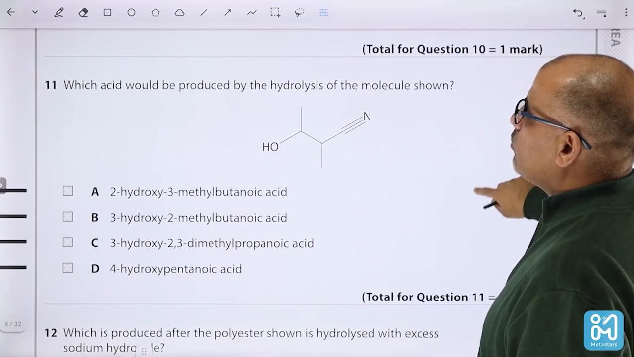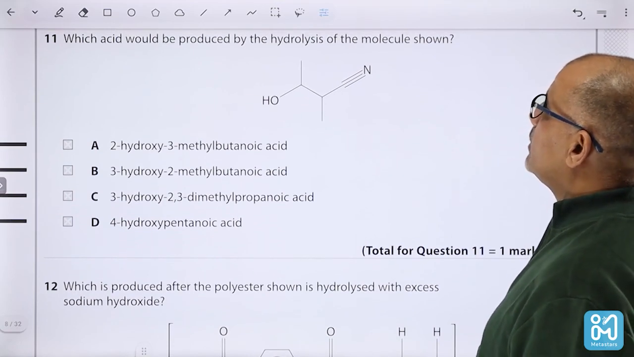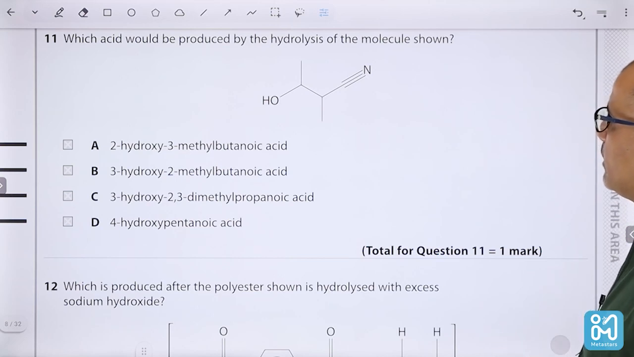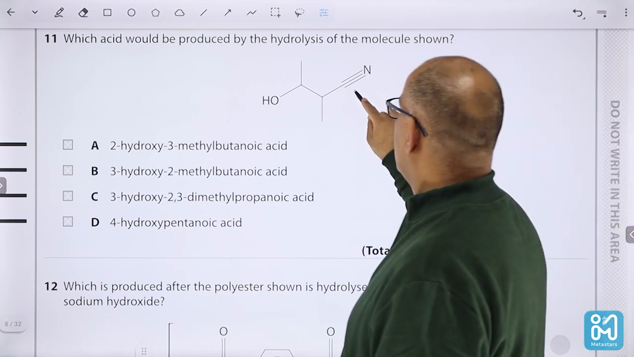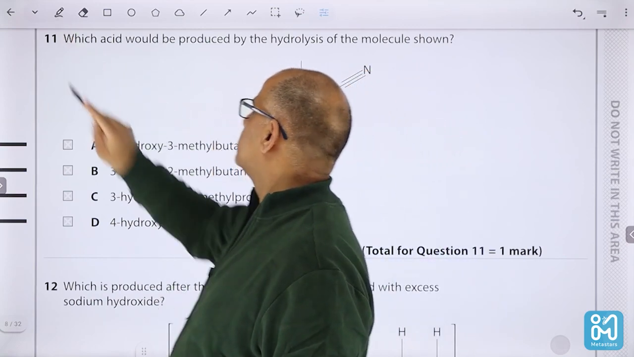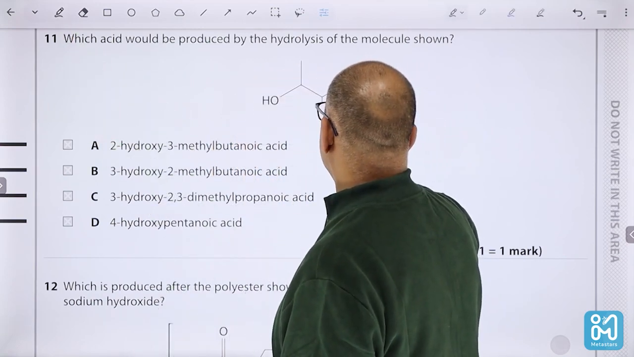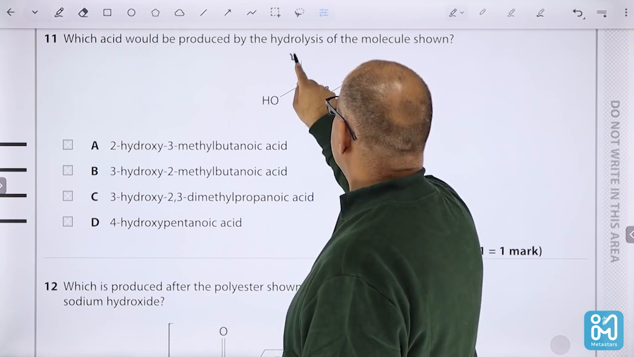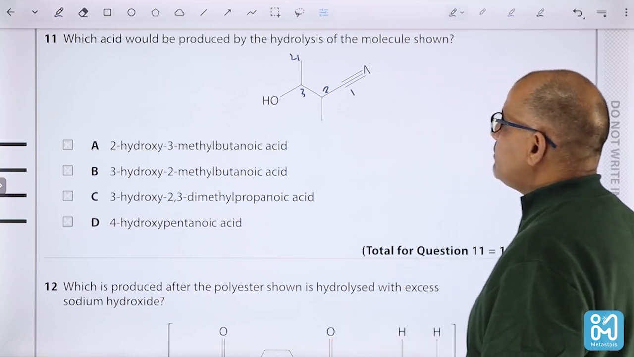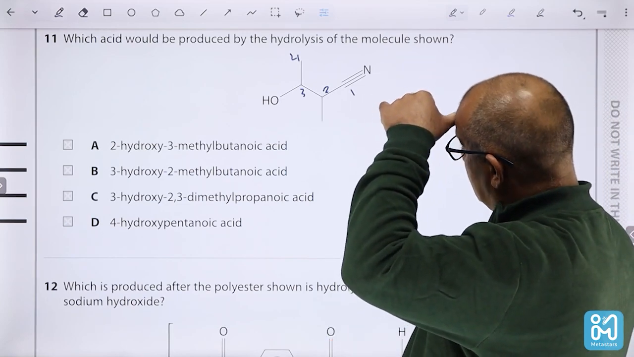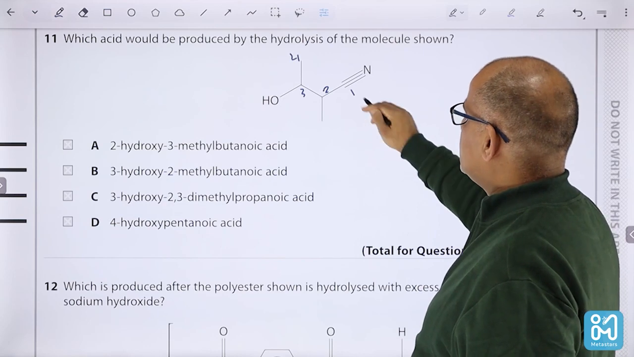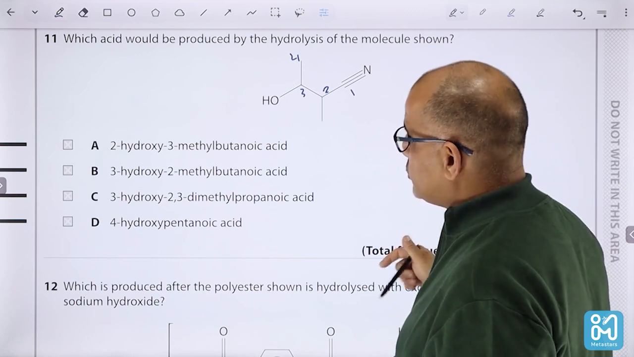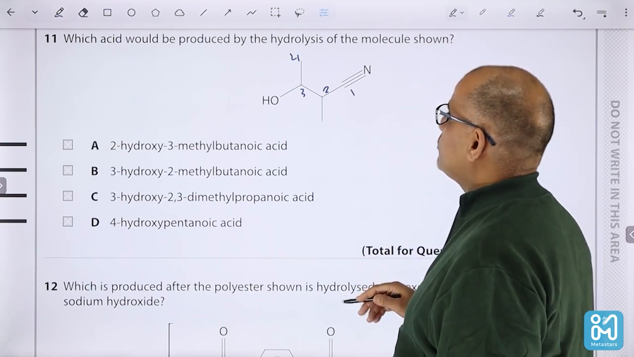For this structure, which acid would be produced by the hydrolysis of the molecule shown? Here we have 1 carbon. This one is hydrolyzed. 2, 3, and you will see this is number 4 in the longest chain, and you will see the carboxylic acid. So in the hydrolysis, the carbonyl group is changed to the acid, as you can see.